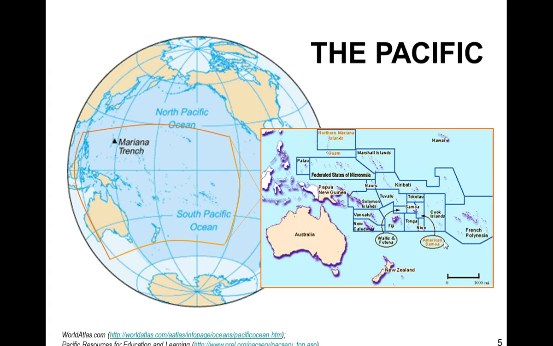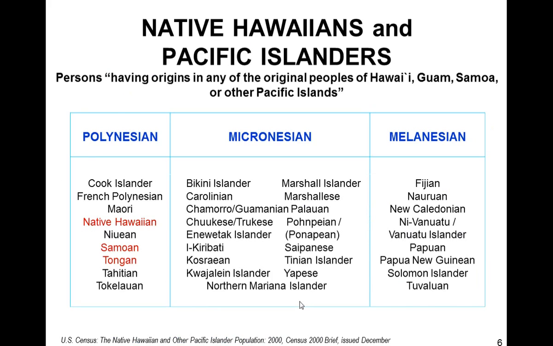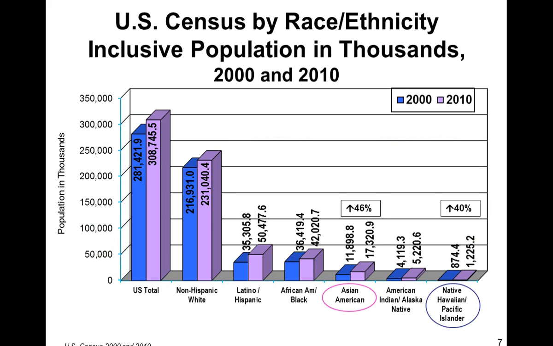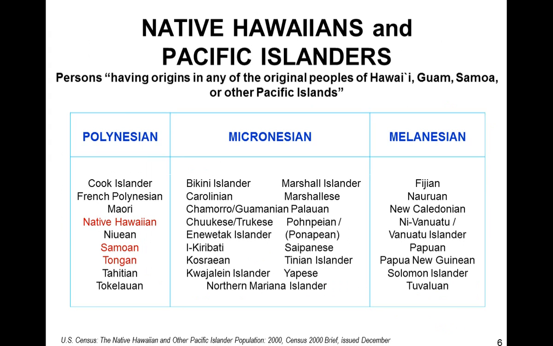The next slide talks about the different groupings of Pacific Islanders and Native Hawaiians. And if you look at the groups, they include Polynesian, Micronesian, and Melanesian. And in the U.S., those Pacific Islanders that reside in the U.S. are most likely Samoan, Tongan, Native Hawaiian, Chamorro, Marshallese, Fijian.